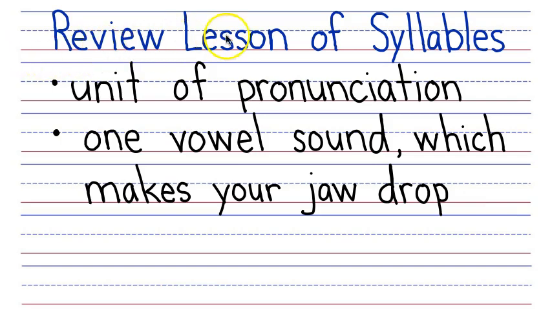This is our review lesson of syllables. A syllable is a unit of pronunciation having one vowel sound which makes your jaw drop. There are six syllable types in the English language.